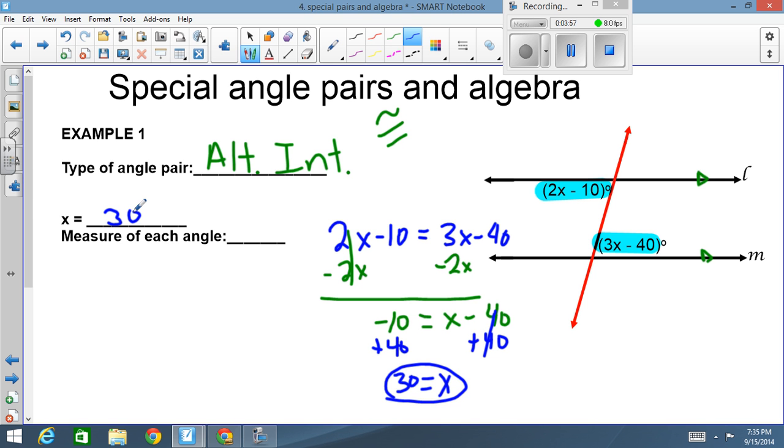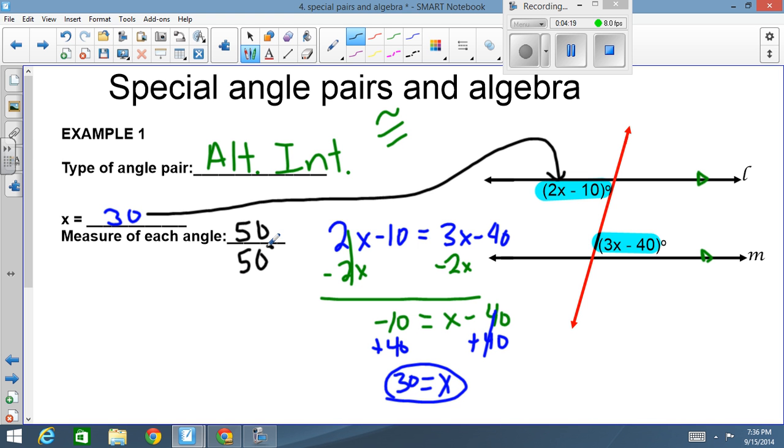If I want to know the measure of each angle, I'm just going to take this 30 and plug it right in for x. 2 times 30 is 60. 60 minus 10 is 50. If I were to do the same thing for the other angle, 3 times 30 is 90. 90 minus 40 is also 50. Great way to check your answer. Both of those degree measures are 50, which they should be because they are congruent.